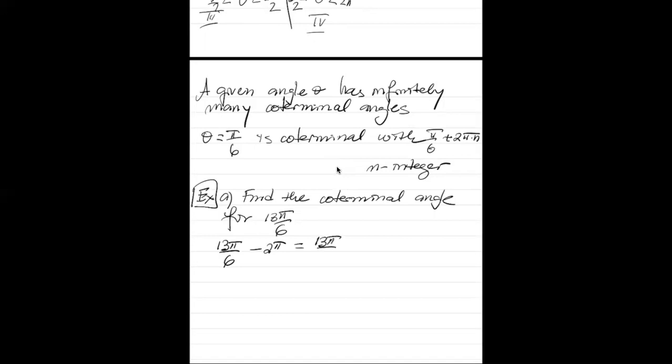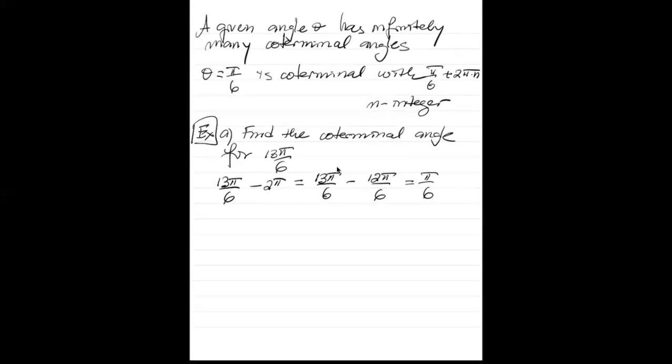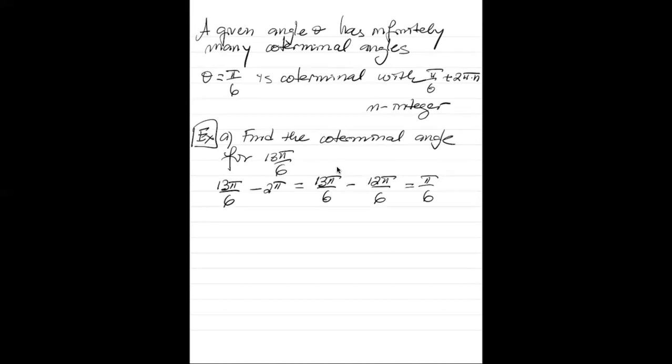We need the same denominator, so let's multiply by 6. So I write this as 12 pi over 6, the same denominator, so that's pi over 6. So pi over 6 is an angle that is coterminal with the given angle. So we either add or subtract multiples of 2 pi to find a coterminal angle.